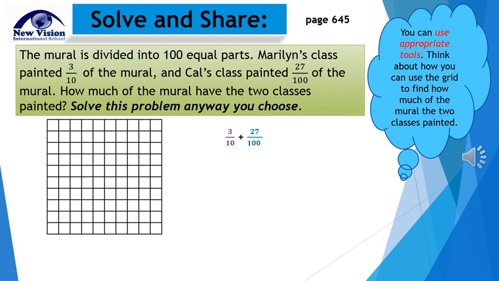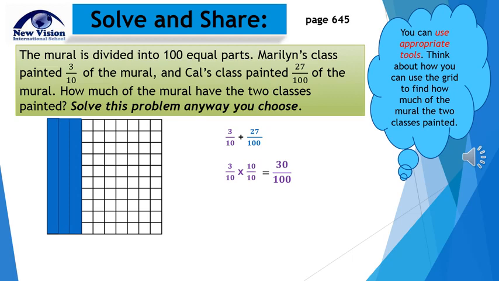And always remember, if we multiply the denominator by 10, we must also multiply the numerator by 10. So it's gonna be 10 over 10. So 3 times 10 equals 30, and 10 times 10 equals 100. Therefore, 3 over 10 is equal to 30 over 100. So let's shade 30 over 100. So we have 1, which is 10, 2, 20, and then 3, 30. So it shows 30 over 100.